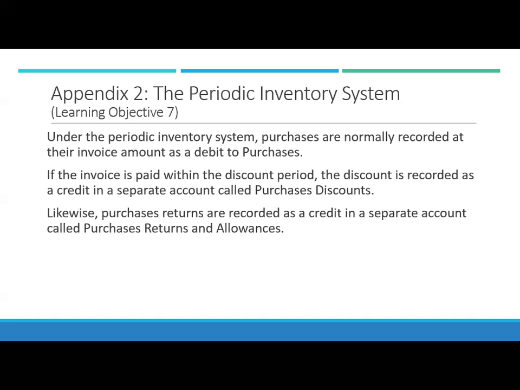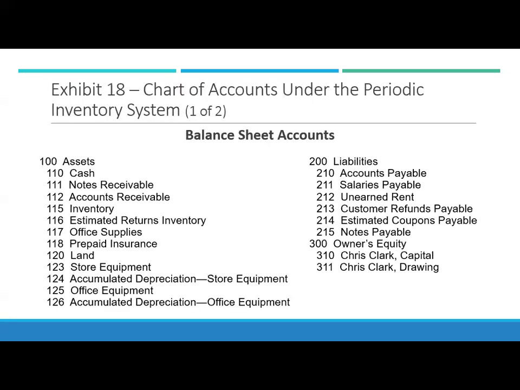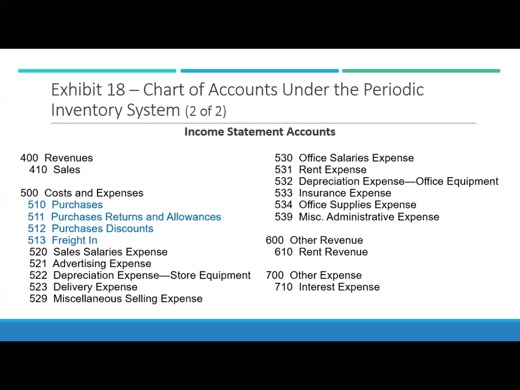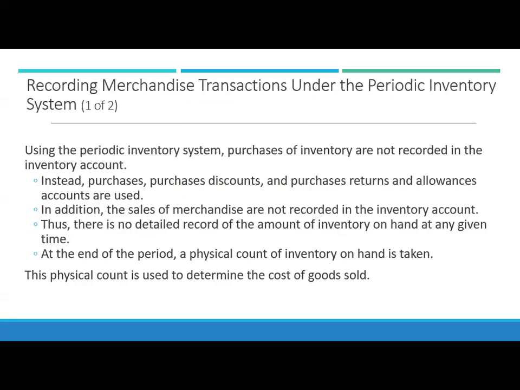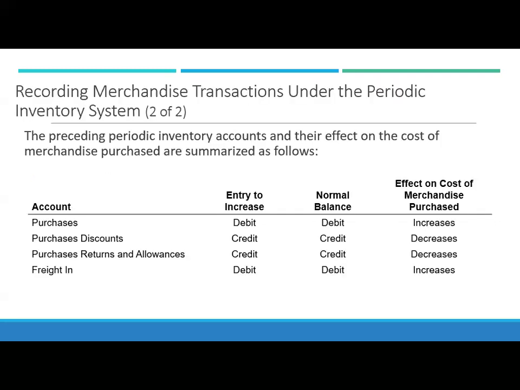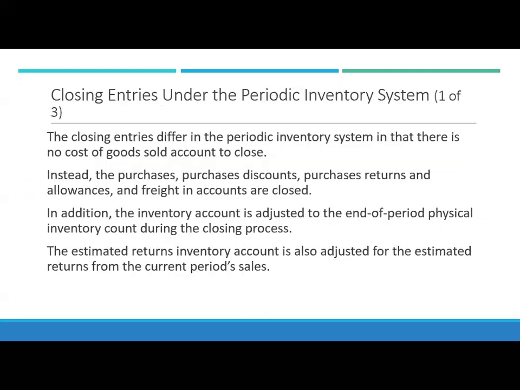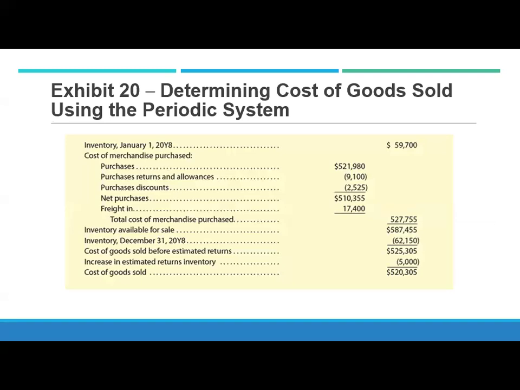So the periodic inventory system, this is different. We went through the perpetual method so far, recording everything as we go. The periodic method, also on the homework, is slightly different. We have different accounts. We have purchases, purchase returns and allowances, purchase discounts, and freight in as expenses. And it's easier to explain with this image right here.